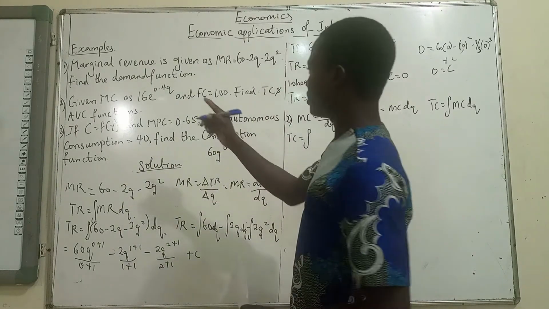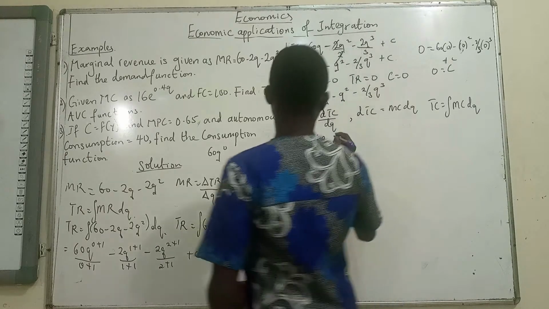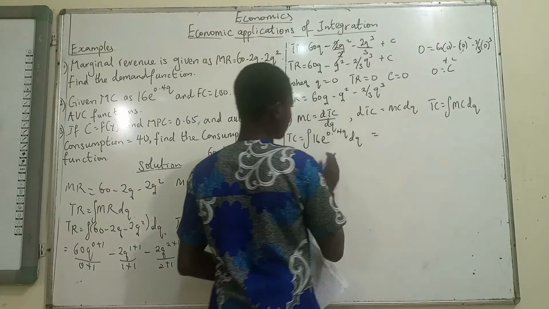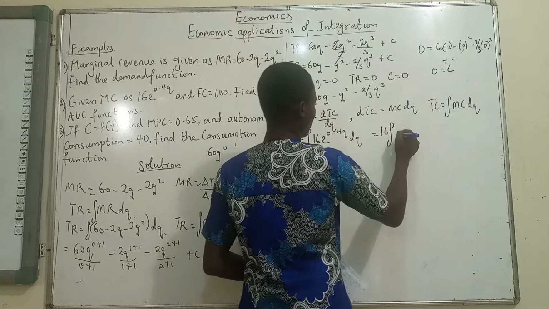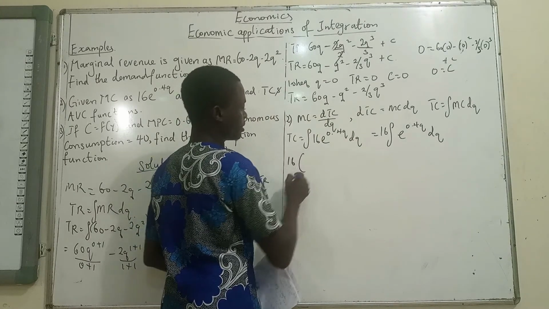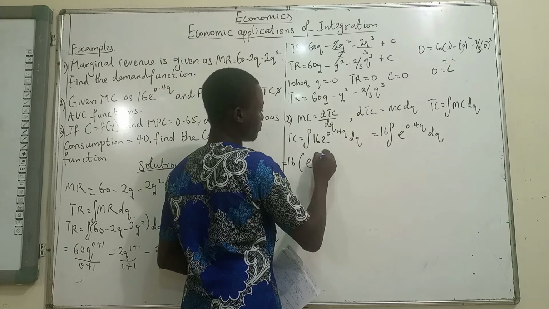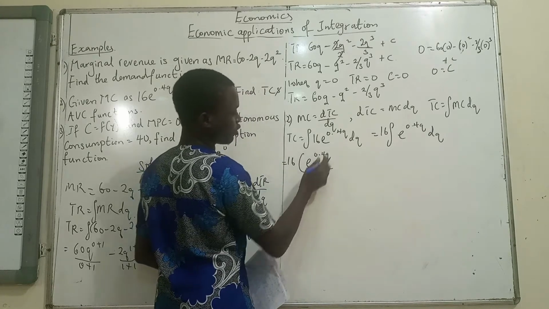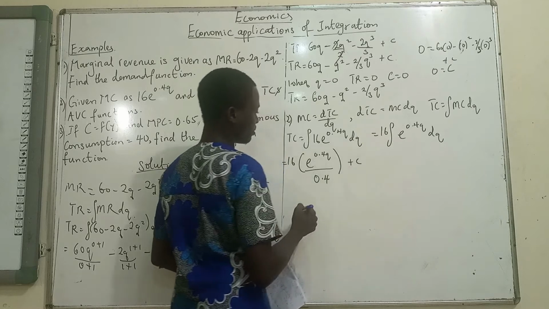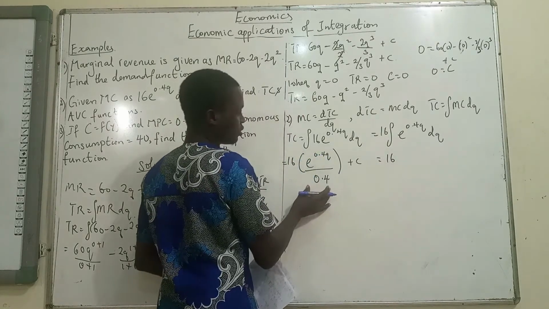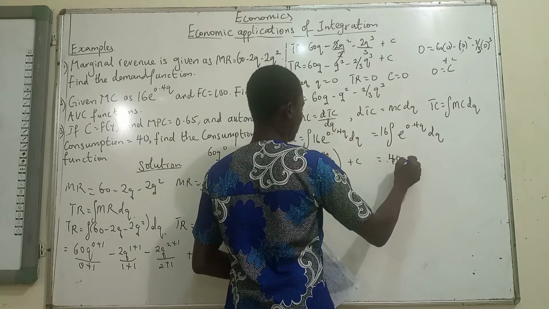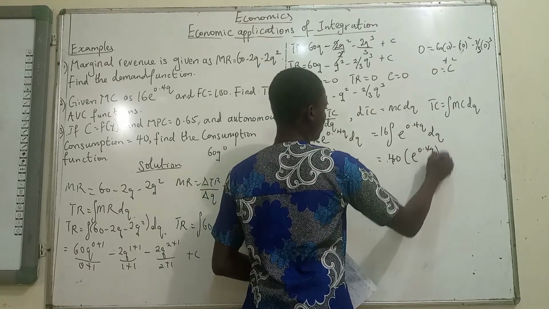What were we given as MC? MC was 16e raised to 0.4Q dQ. This is going to give us 16 times the integral of e raised to 0.4Q dQ. So that is now going to be 16 into brackets e raised to 0.4Q divided by 0.4, because we are integrating with respect to Q, plus a constant term. Now 16 divided by 0.4 is 40. So we have 40 into brackets e raised to 0.4Q plus the constant term.